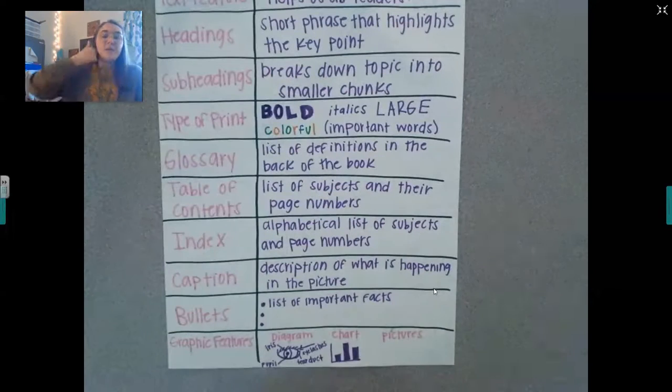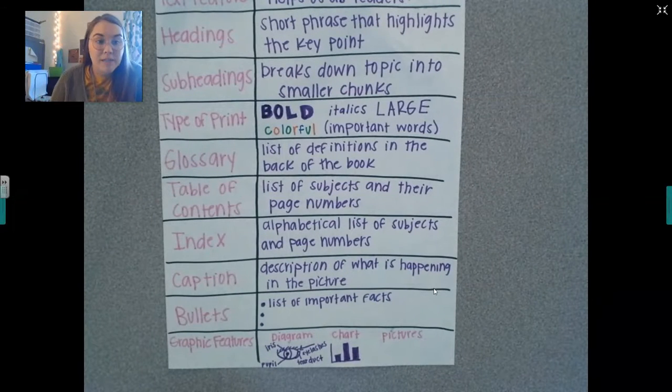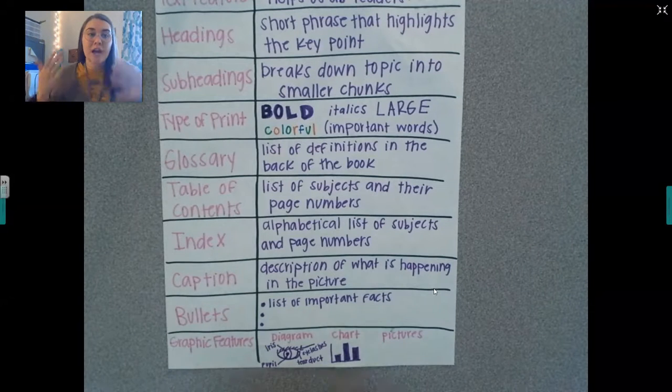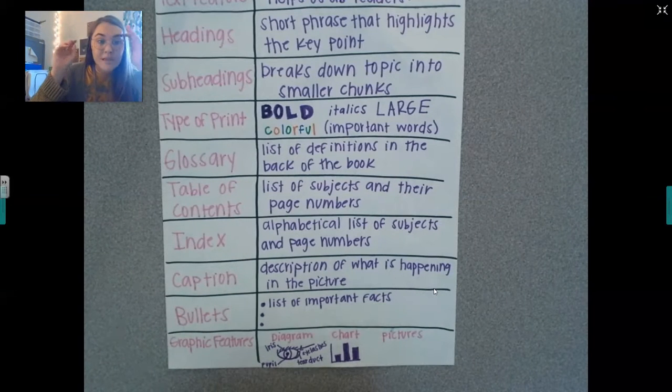Authors all the time use types of print. These are your important parts. If they make a word bold, italics, which is slanted, large, colorful, highlighted, they're trying to draw your attention to that word and say, hey, this is important.